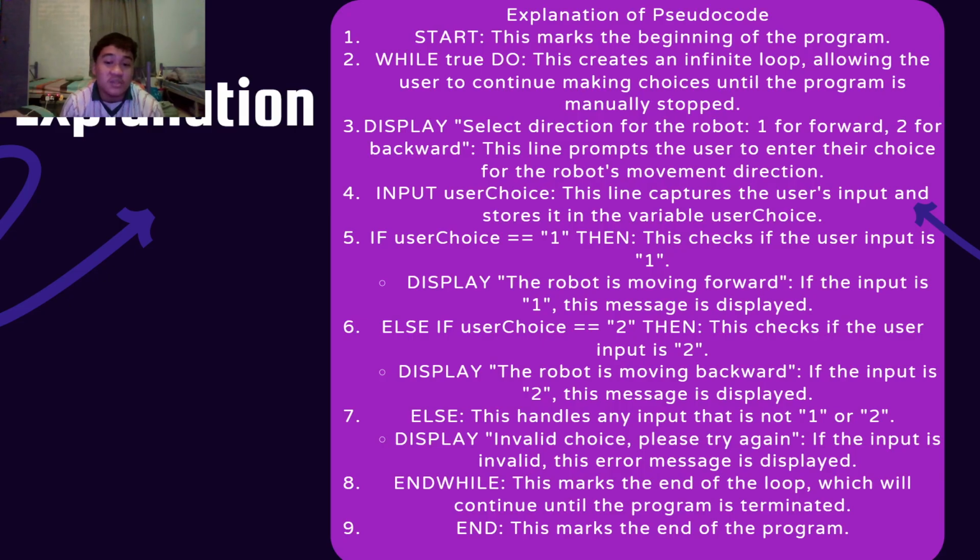If it is one, it displays the robot is moving forward. If it is two, then the robot will display moving backward. Or else, if there is no other choice such as one or two, it will display invalid choice, please try again. If the input is invalid, this error message will display. The end while marks the end of the loop, which will continue until the program is terminated. It will keep looping until the program has been closed or terminated.